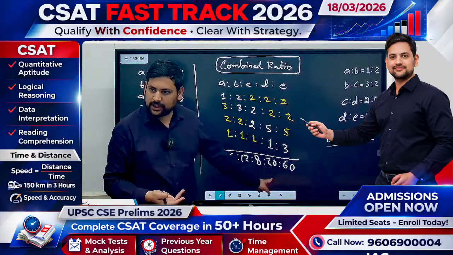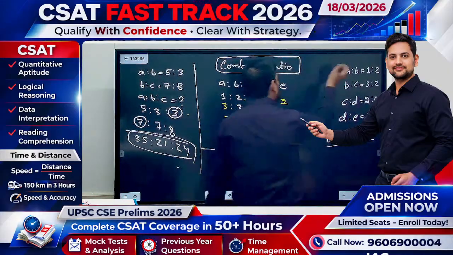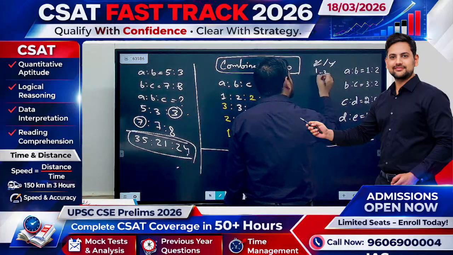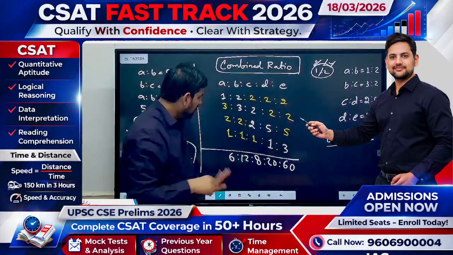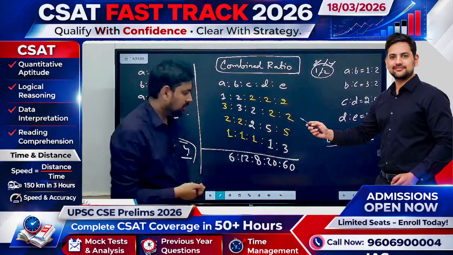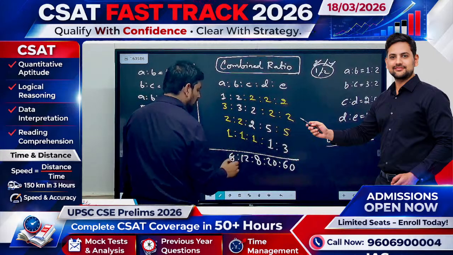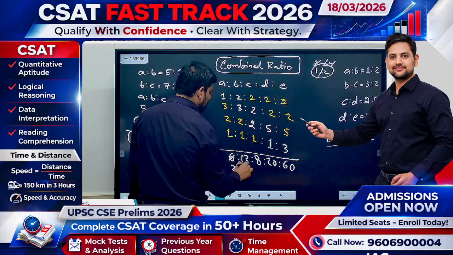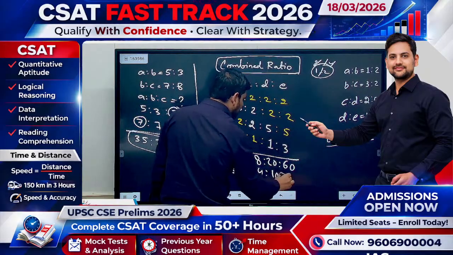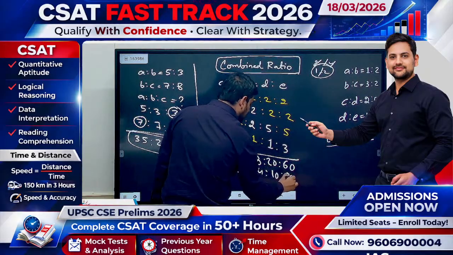Now, can all of them be cancelled by any number? All of them are divisible by 2. In ratio also you understand, if you get a ratio as 2 by 4, you cancel it out and say this is 1 by 2. If you have multiple ratios also, it's the same. If something is common, you cancel them out. So let's say I cancel 2 out of them. So this becomes 3, this becomes 6, 4, 10 and 30.